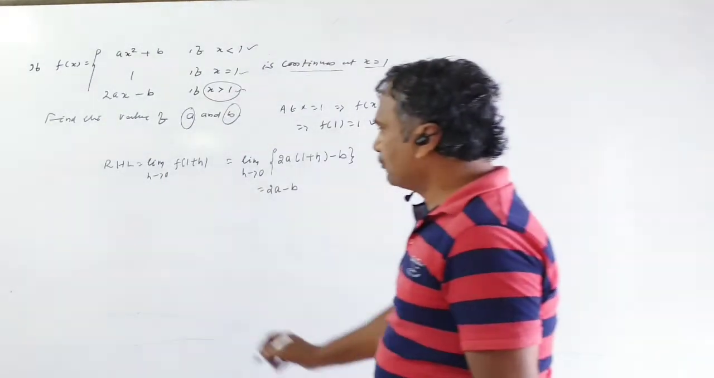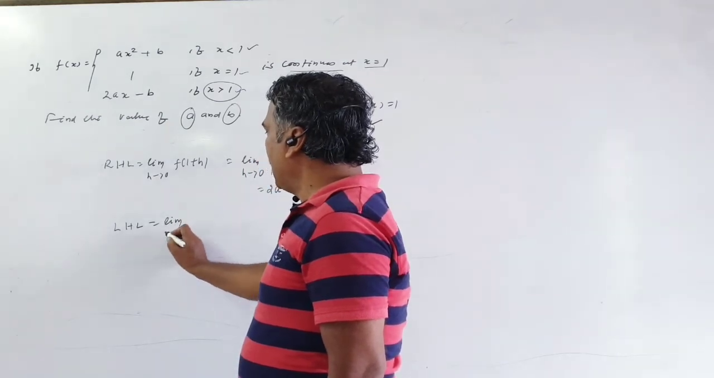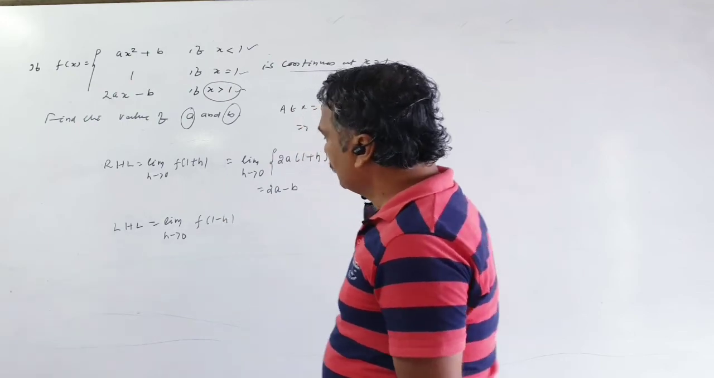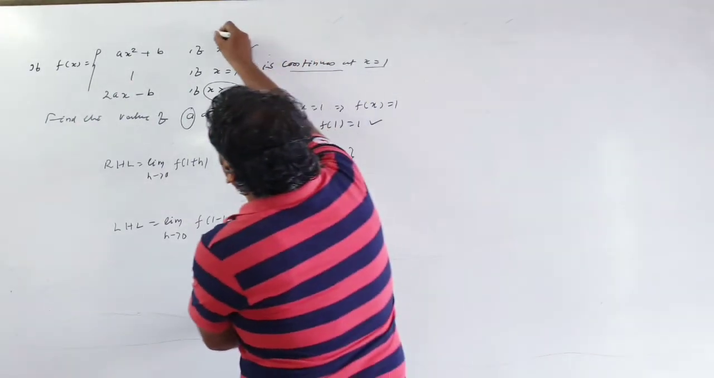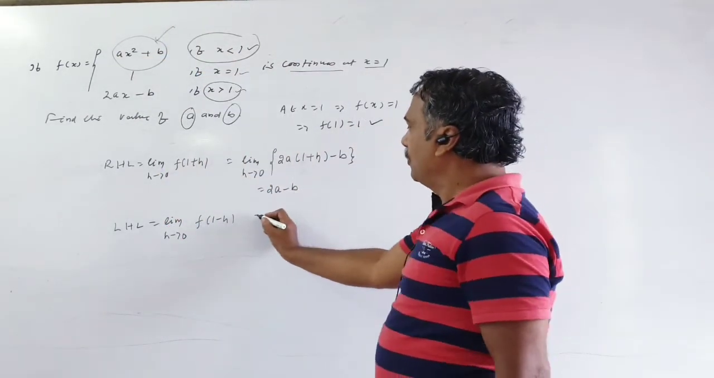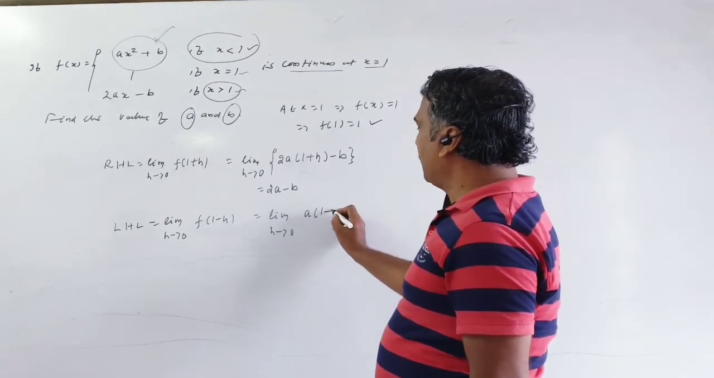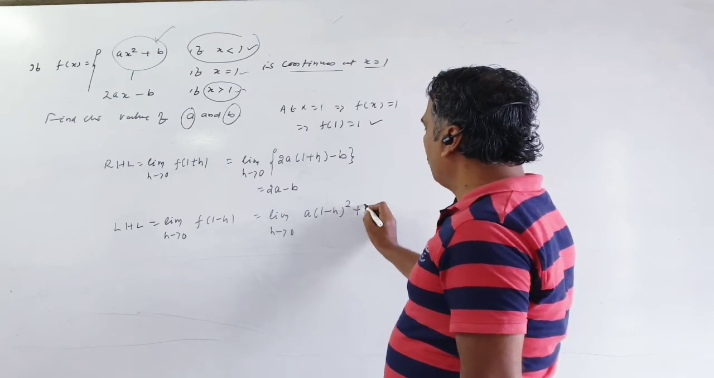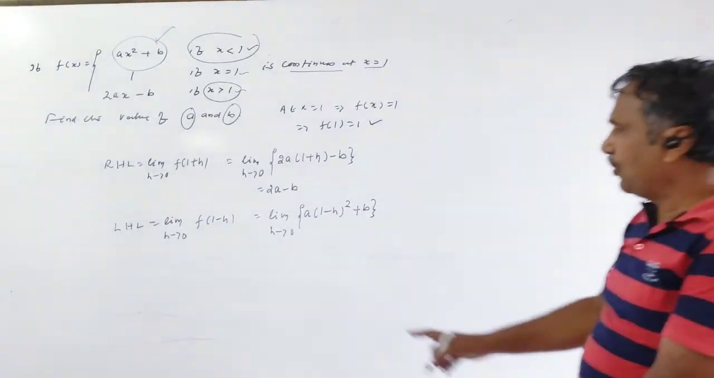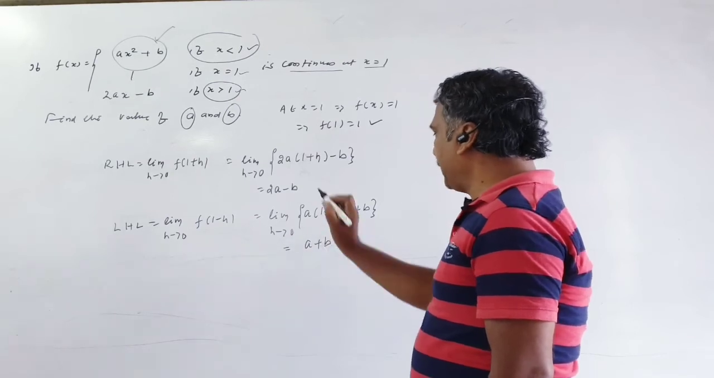Now the next one is the left hand limit: limit h tends to 0 of f(1 minus h). Here x is less than 1, so we use this expression. So limit h tends to 0 of a into (1 minus h) whole square plus b. Now h tends to 0, so this part equals a plus b.